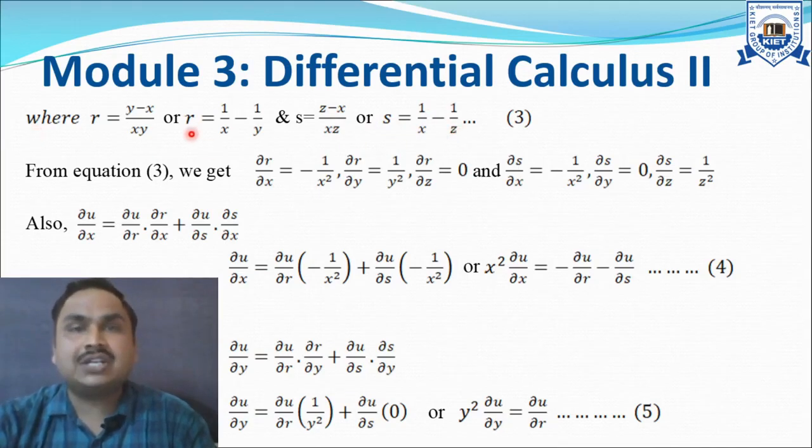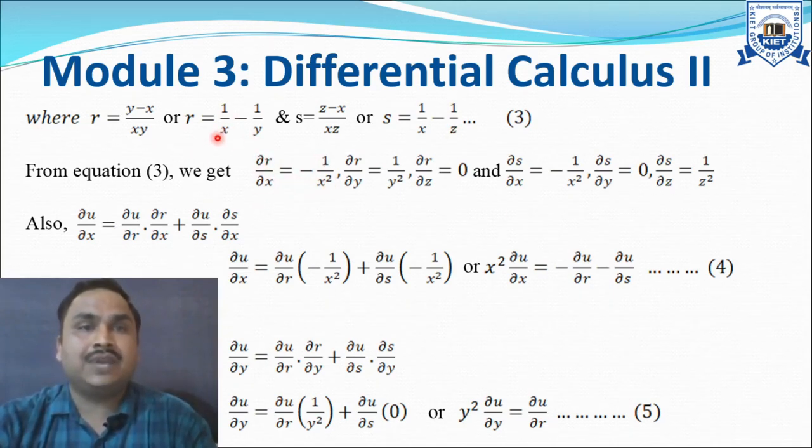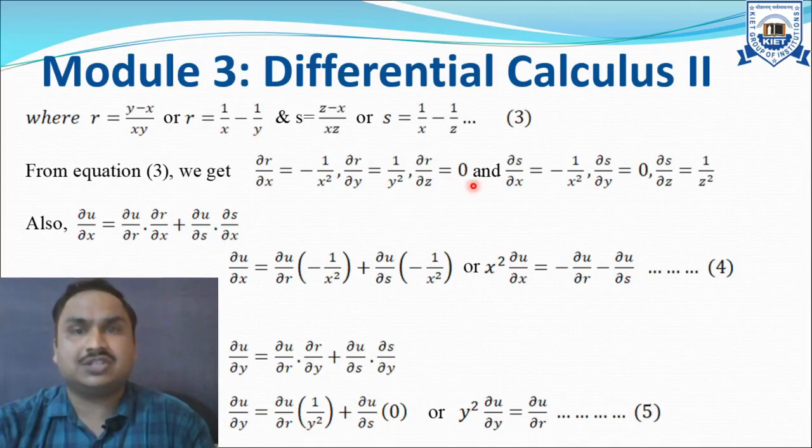If we differentiate equation 3 partially with respect to x, y, z, we get del r over del x equals minus 1 upon x square, differentiating this term partially with respect to x, treating y as constant. Similarly del r over del y will be 1 over y square, and del r over del z will become 0 as this term doesn't contain z and xy will be treated as constant.